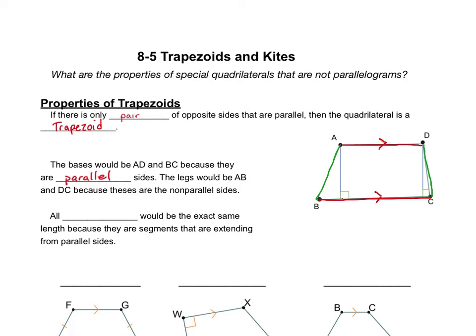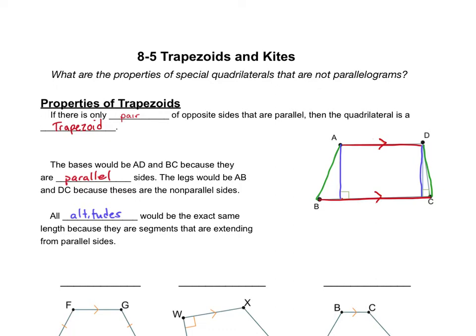And all the altitudes would be the exact same. So drawn in here, we have this altitude, and they would be congruent, or the same, because the height is going to be the same because of my parallel bases. So all of the altitudes would be the exact same length because they are segments that are extending from parallel sides.